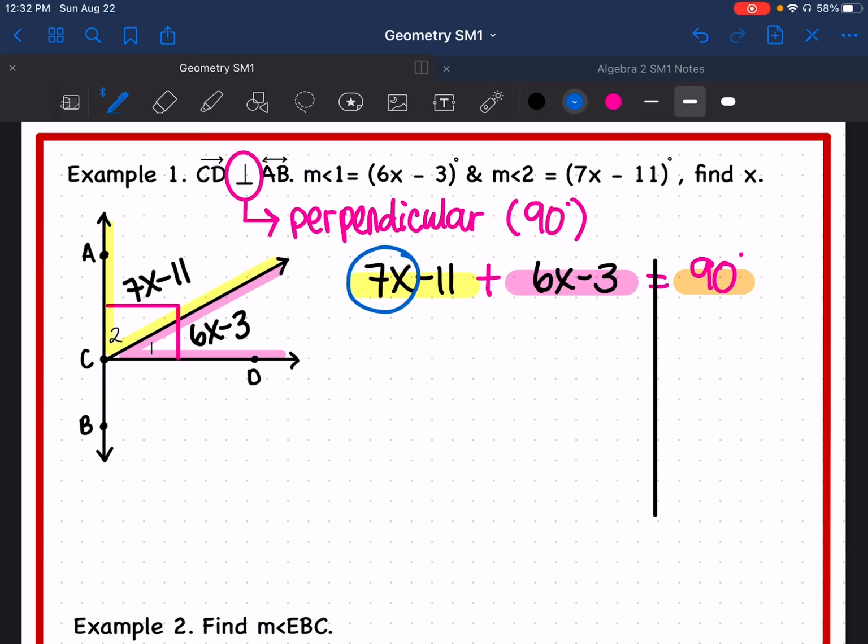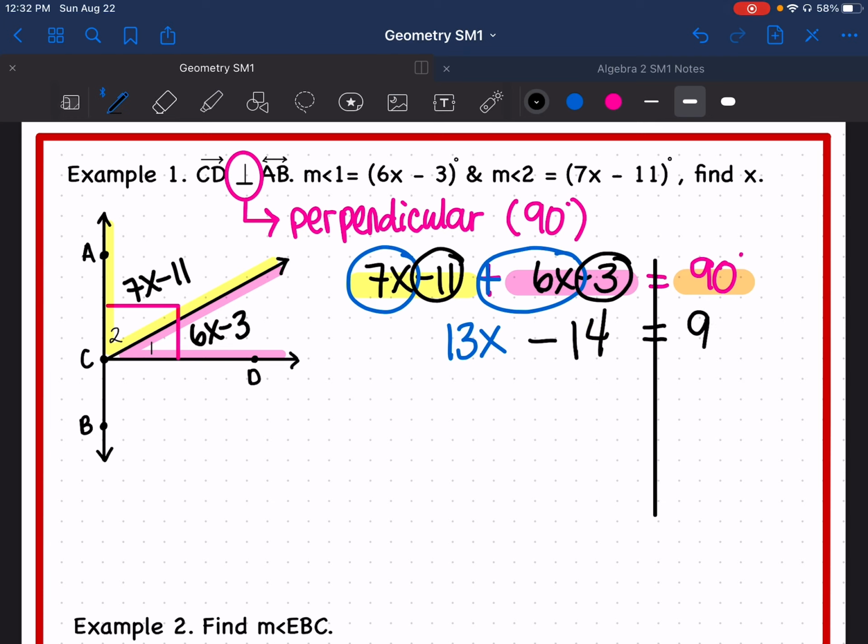So I'm going to go ahead and add my 7x plus my 6x, which gives me 13x. And then I'm going to go ahead and combine the negative 11 minus the 3, which gives me negative 14. Remember, you can leave them separate and then take care of each one. All right, we're focusing over here where our x is. Actually, we need to check to make sure we only have one x and it's on the same side. So yes, we do.